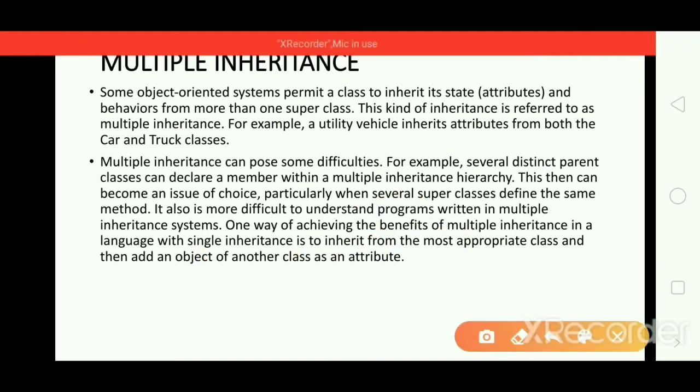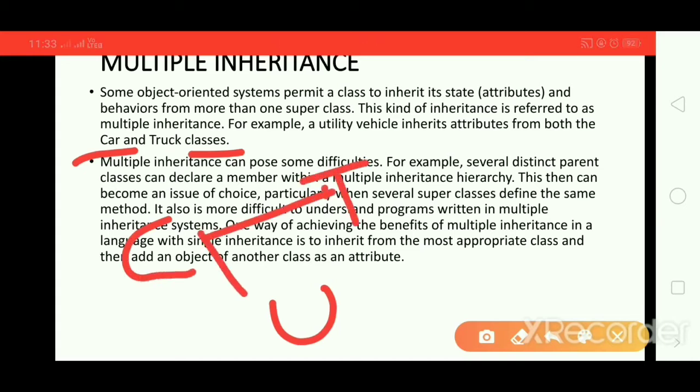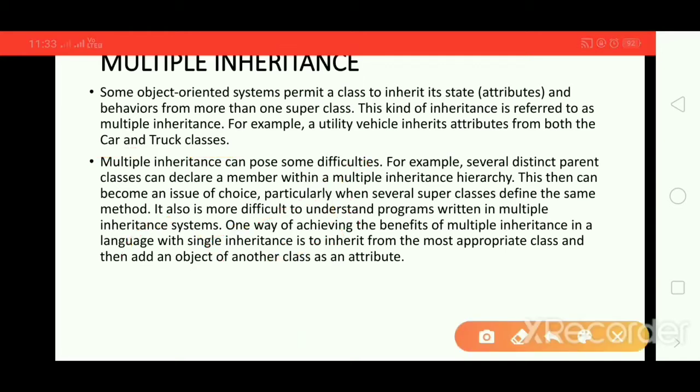For example, a utility vehicle inherits attributes from both car and truck. It can inherit the features from both the car and truck classes, from both sides. But guys, multiple inheritance can pose some difficulties.